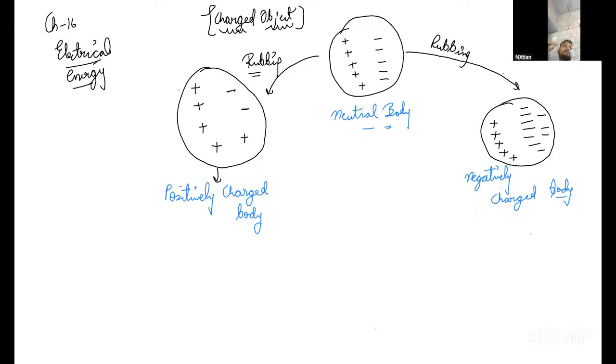And if the number of electrons is more than the number of protons, then that charged body is called a negatively charged body. Done, sir.